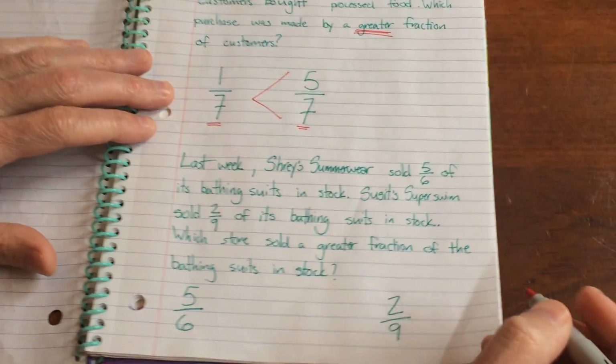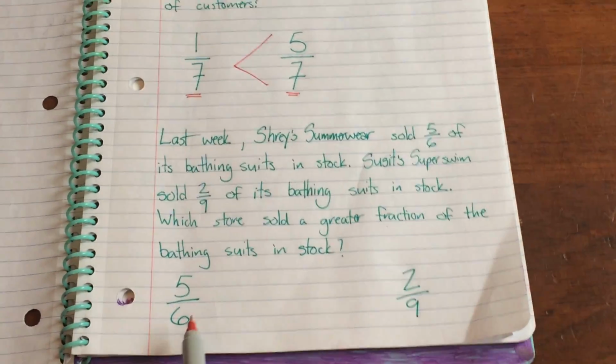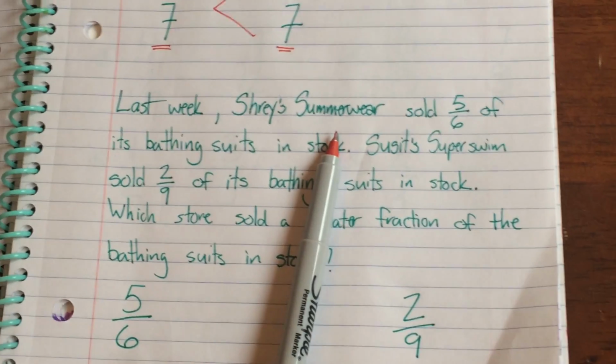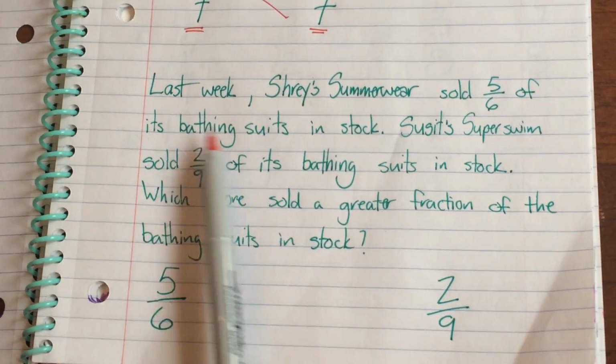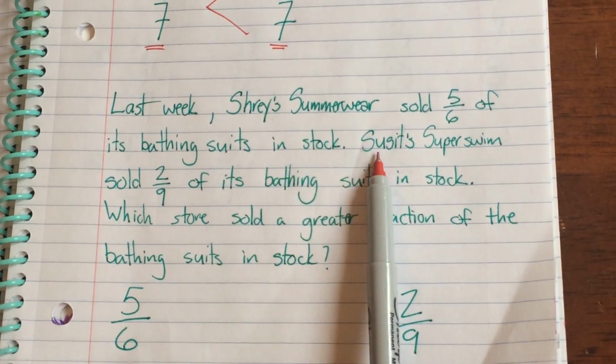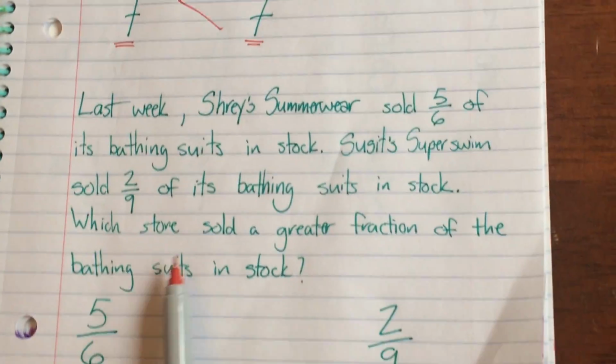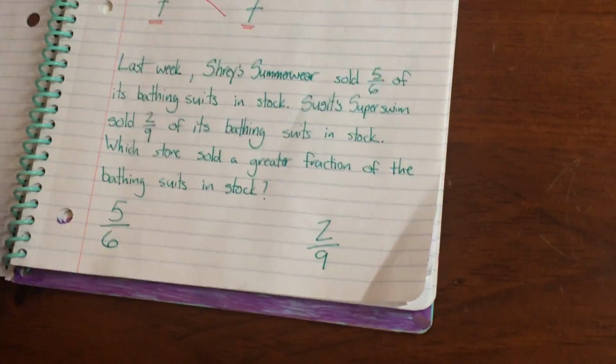But we get to a question like this where our denominators are not going to match. Last week, Shrey's Summerwear sold 5/6 of its bathing suits in stock. Sucite Super Swim sold 2/9 of its bathing suits in stock. Which store sold a greater fraction of the bathing suits in stock? Well, here we don't have the denominators matching, so we need to make the denominators match.